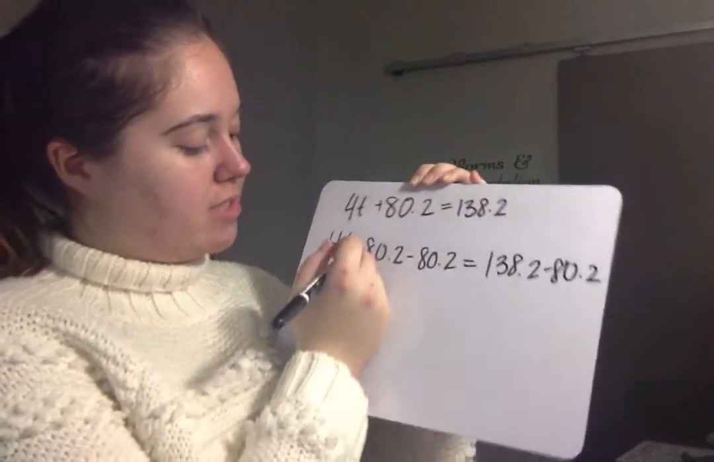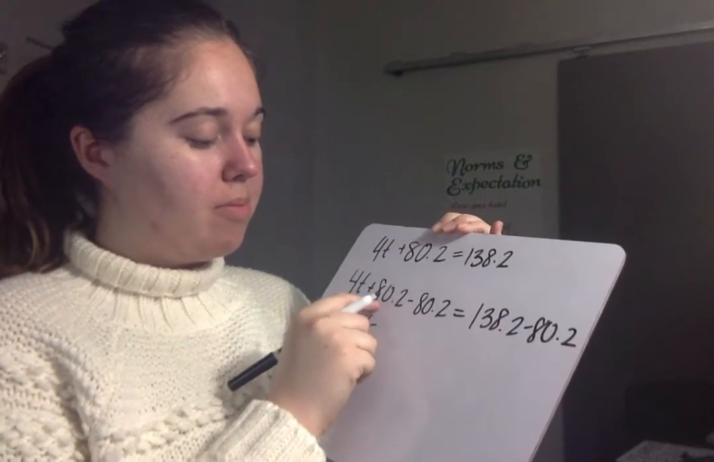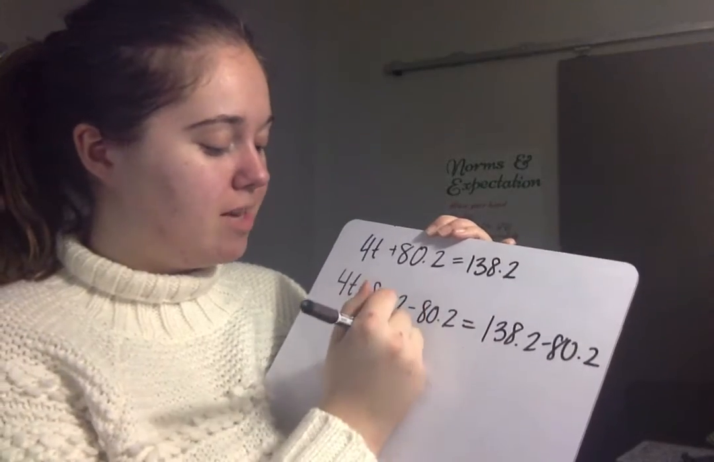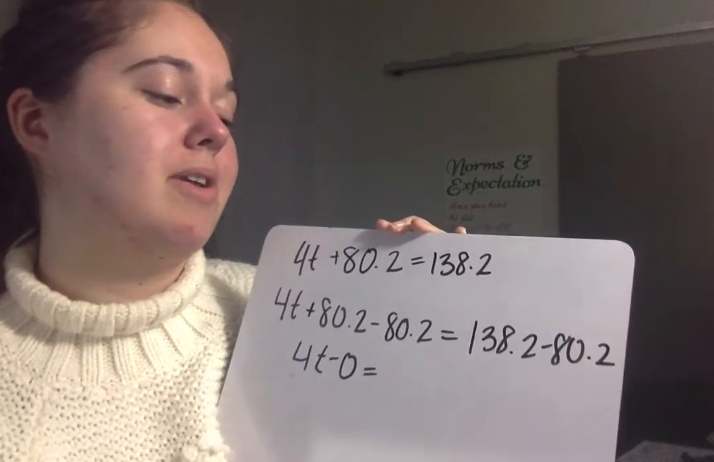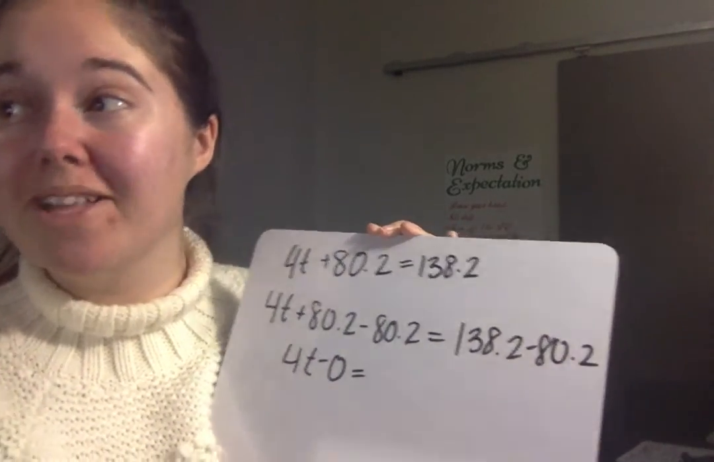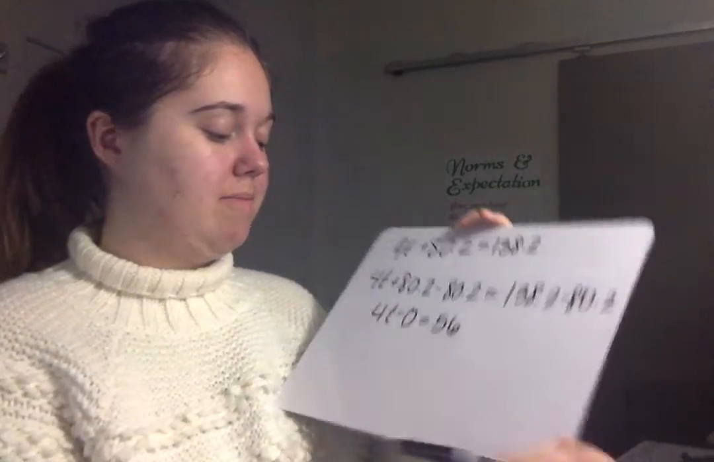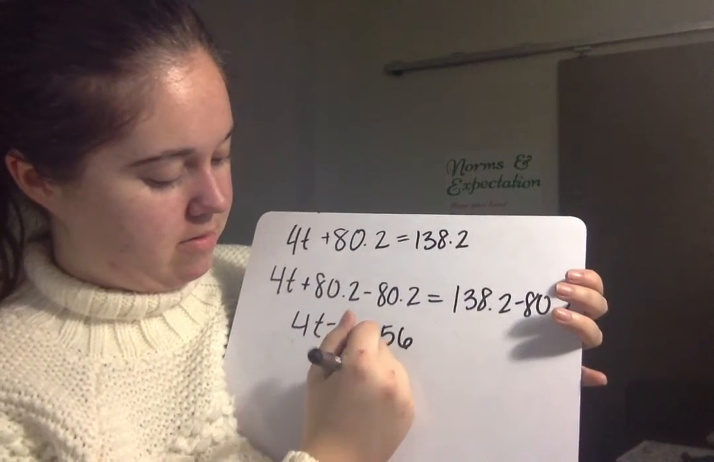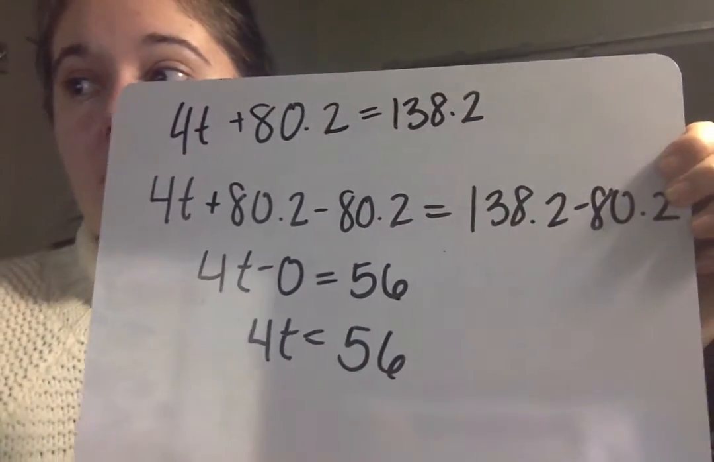Well, over here, 4t plus 80.2 minus 80.2, that's going to be 0. So 4t minus 0 equals, then we need to do 138.2 minus 80.2, which we end up with 56. Okay, we can rewrite this without that minus 0. 4t equals 56. Okay, so now we're just going to multiply on both sides.